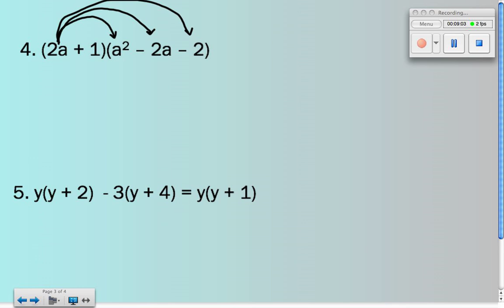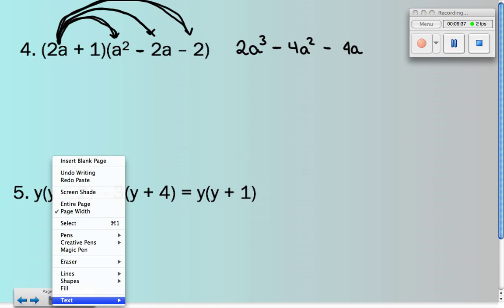Take the 2a, pass it out to each person in the trinomial. 2a times a squared is 2a cubed. 2a times negative 2a would be negative 4a squared. 2a times negative 2 would be negative 4a. All right, I still have more distribution to do.